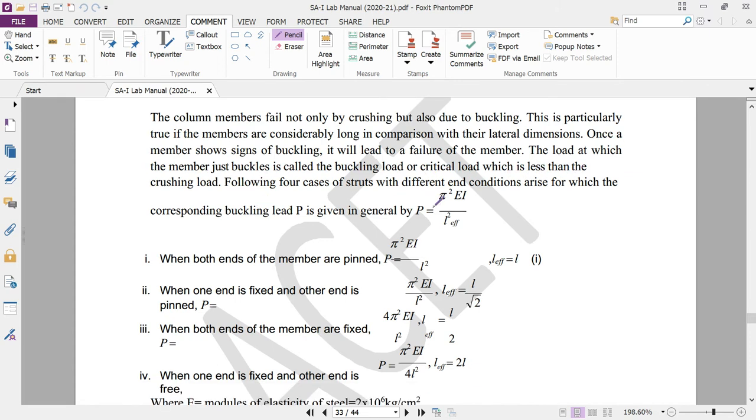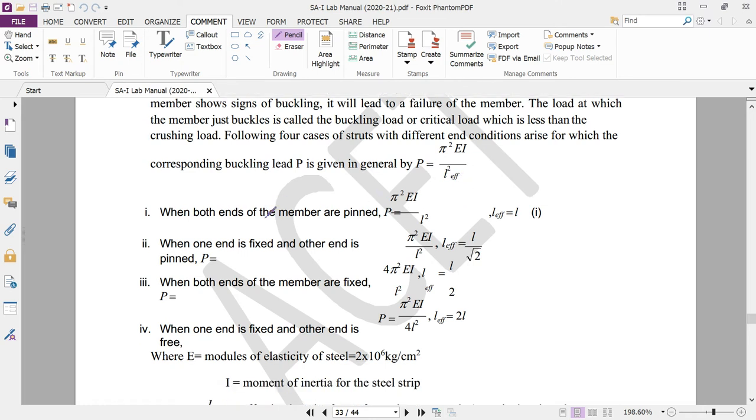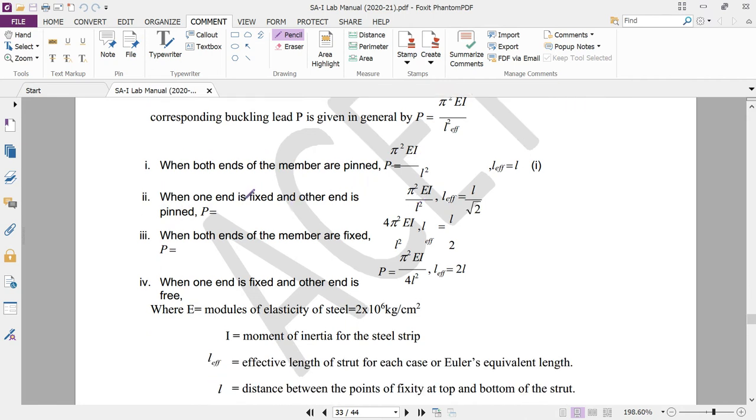Therefore, we have already seen the Euler buckling formula. This formula is applicable: P is equal to pi square EI by L effective square. When both end conditions are pinned, L effective can be taken as L, and we put this condition in the formula and get the answer. The second condition is one end fixed, other end pinned, so L effective will be taken as L by root 2. The L value we can obtain from the experiment that we have already seen in the YouTube video.